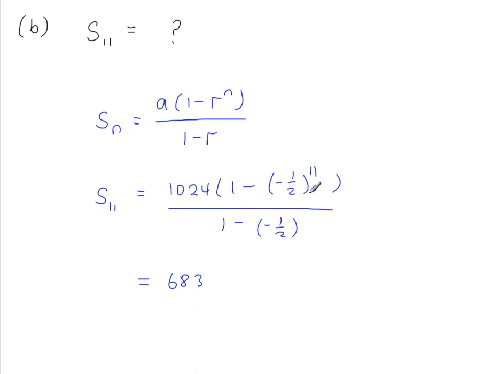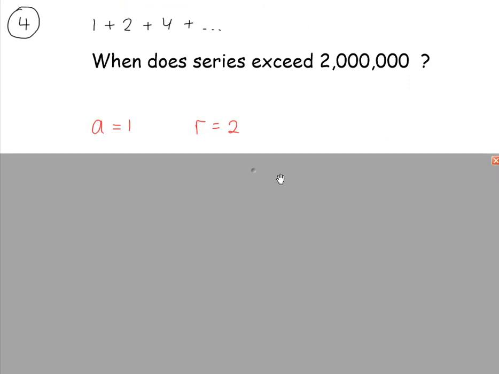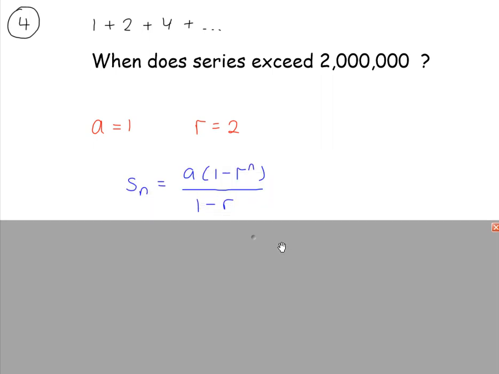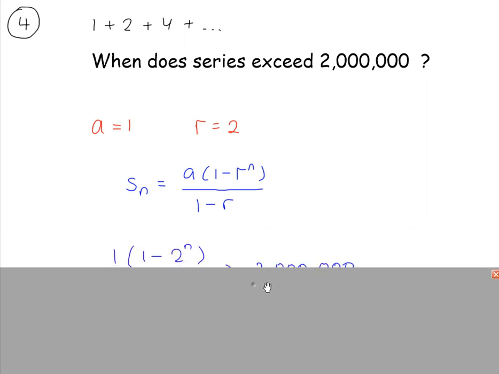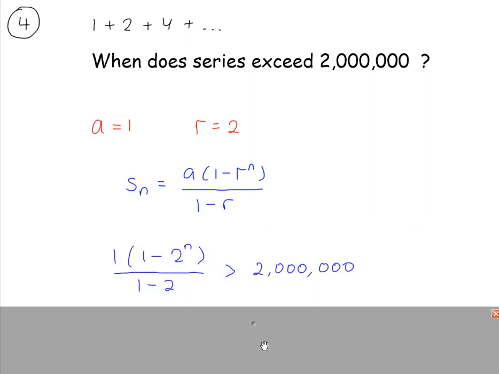Example 4. When does this geometric series exceed 2 million? Okay, so a equals 1, the common ratio is 2, and we're looking for the sum of the series to exceed 2 million. Not a particular term, but the sum of the series. So we're using the sum of n terms formula. If we put the values into our formula, what we have is this: the sum of n terms is greater than 2 million. That's what we're solving.